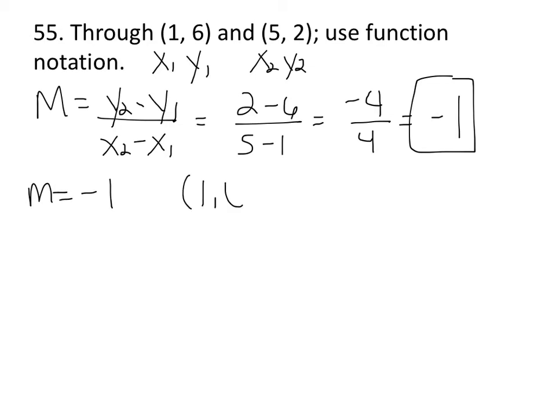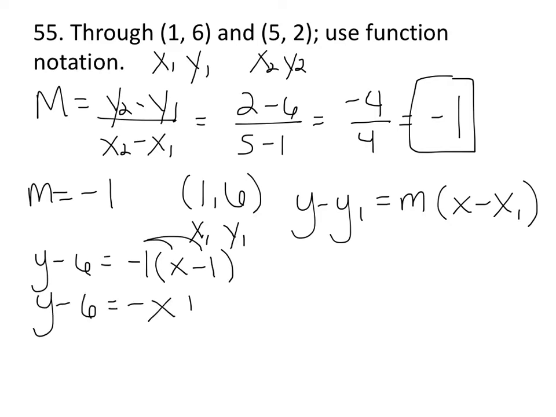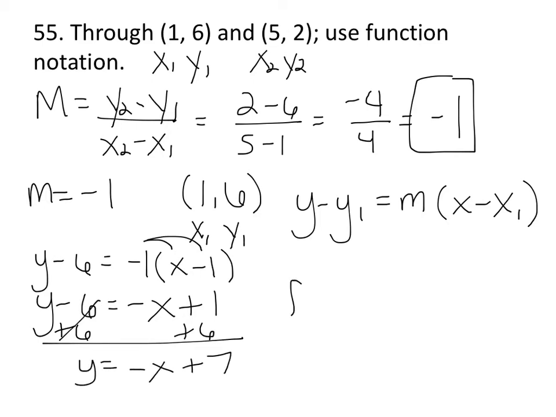Then I need to pick a point. They're both positive. Neither of them have 0, so it doesn't really matter. I'm going to pick 1, 6. And I'm going to plug into y minus y1 equals m times x minus x1, point slope form. So y minus 6 equals negative 1 times x minus 1. So distribute your negative 1. You get y minus 6 equals negative x plus 1. Add 6 to both sides. You get y equals negative x plus 7. Change your y to f of x. You get f of x equals negative x plus 7.